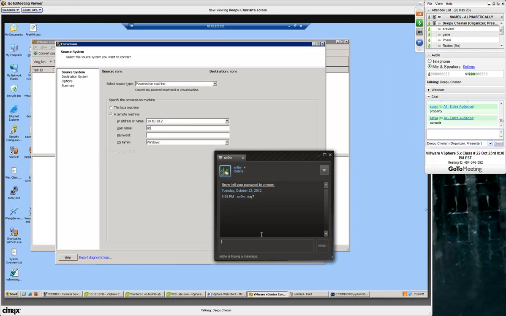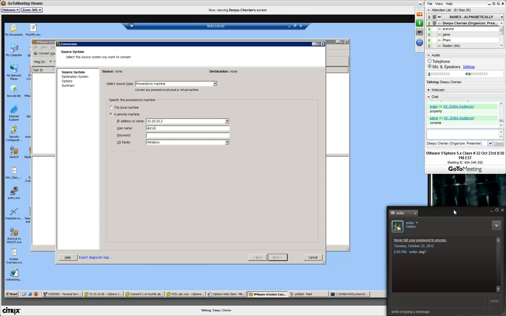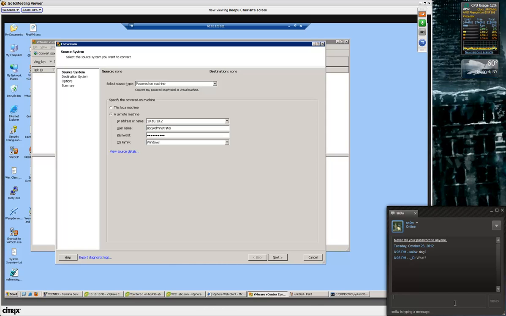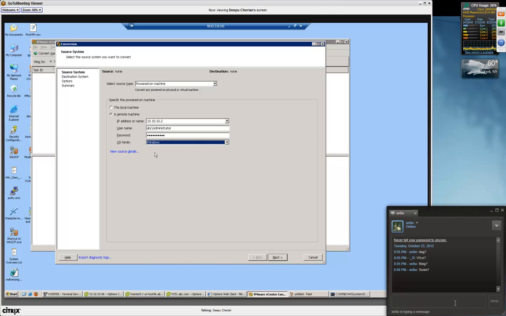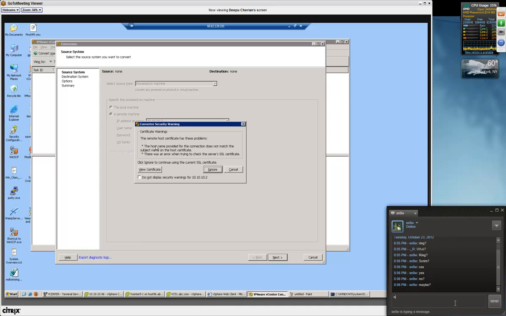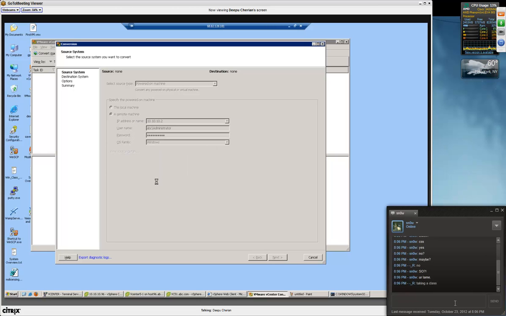It is ABC/. I'm giving the administrator password. You can select what OS family. This is the same. Click next. The remote machine has a certificate problem. That's fine. You can ignore that. Basically, it is just some certificate.